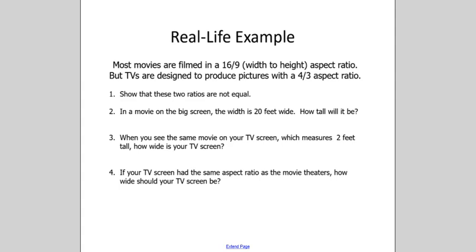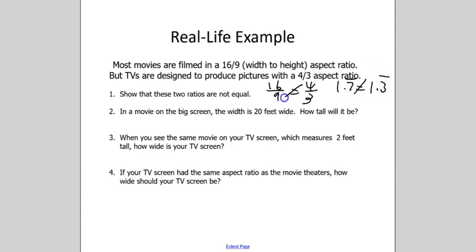Real life, most movies are filmed with a 16:9 width to height aspect ratio, but TVs are 4:3. Show that these two are not equal. Well, you just do 16/9 equals 4/3. Now you have two choices. You can turn them both into decimals. So if you do that, you get 16 divided by 9 is 1.7 repeating, and 4 divided by 3 is 1.3 repeating. So you prove they're not equal.